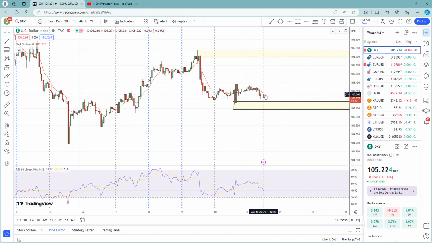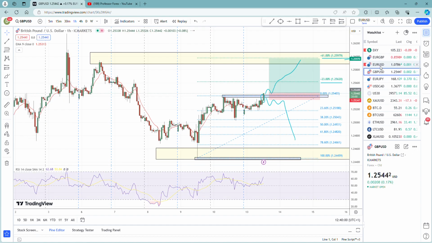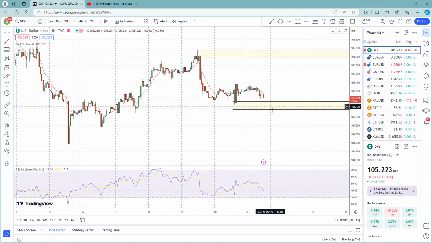So if dollar index is going down, you'd expect buy trades on these two. But like I said, you can't enter a buy trade now. It would be a bad trade because we're at support. We're at close to support. So you need to wait, and you need to have some common sense, because you can expect price to go a bit down and then it would reverse from here. That's how support and resistance works. So we need to wait and see.